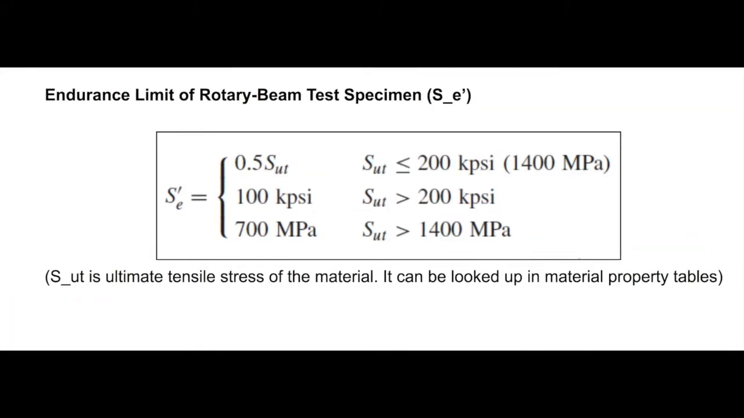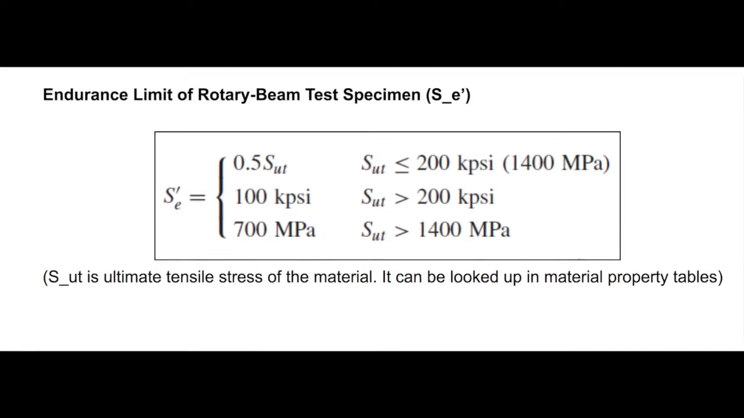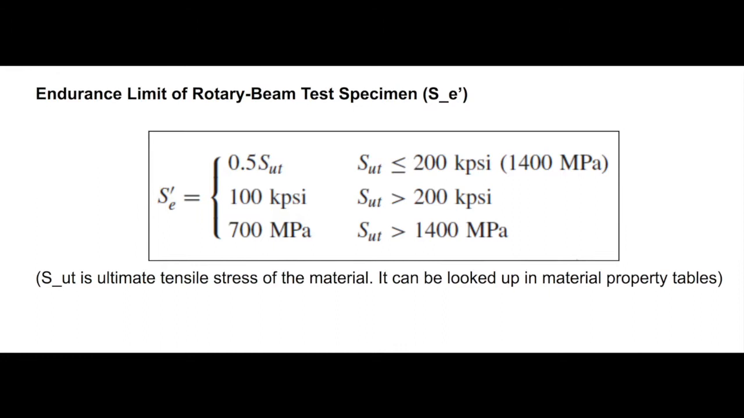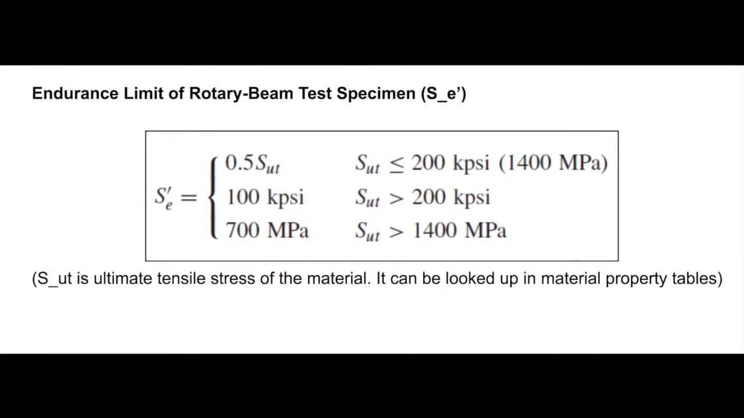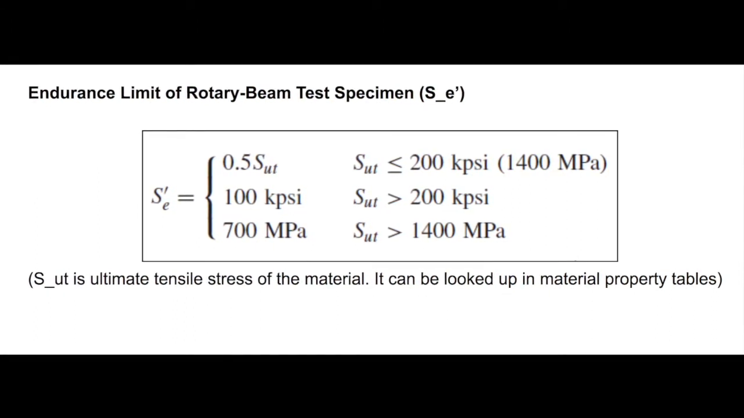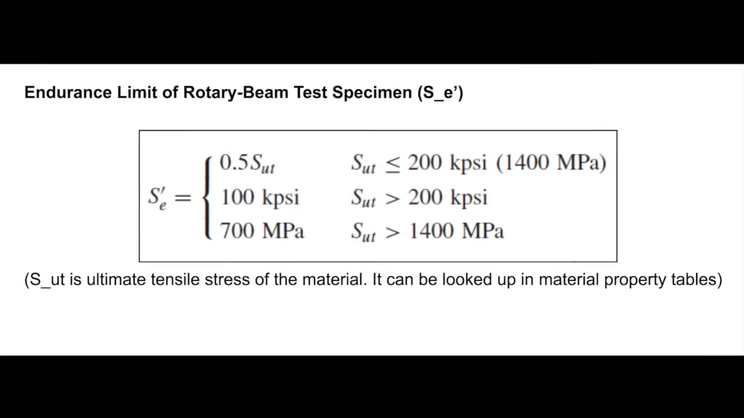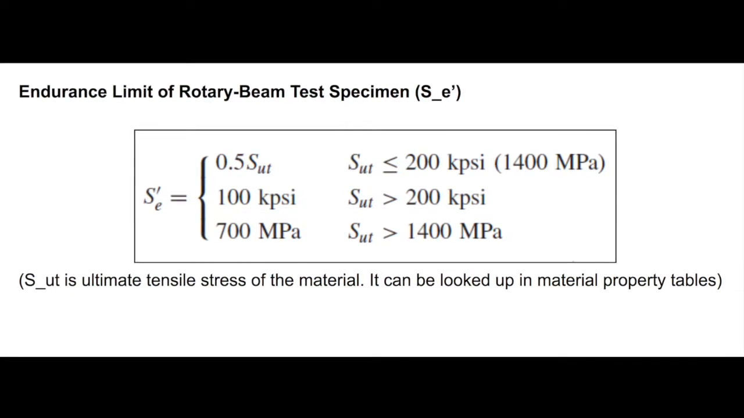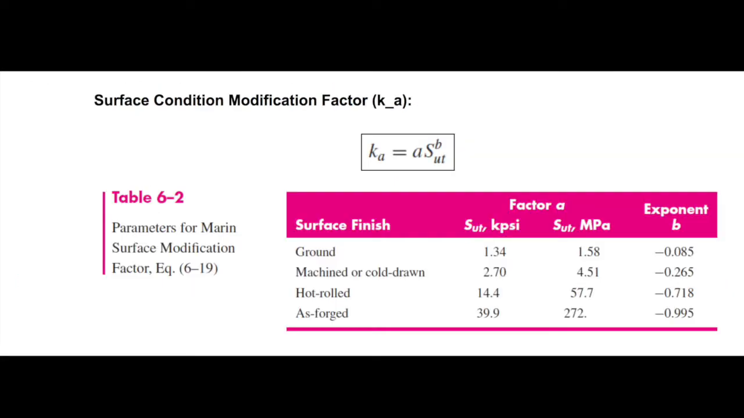The first parameter is the endurance limit of a test specimen. You can use the table below to calculate its value based on the ultimate tensile stress of the material. The endurance limit of a test specimen is half the ultimate tensile stress, up to a maximum value of 100 kSi or 700 megapascals.